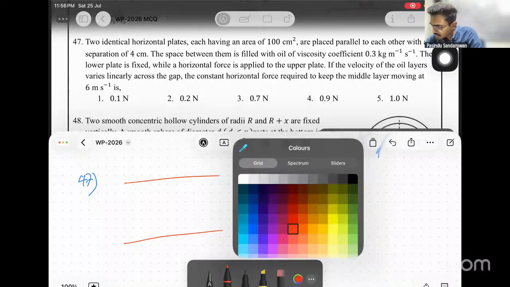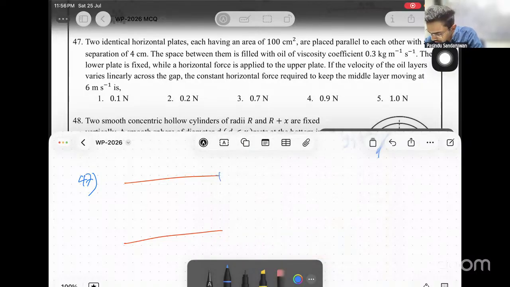Then here a force is applied. Say this force is F. If the velocity of the oil layers varies linearly across the gap, the constant horizontal force required to keep the middle layer moving is. Now, if this plate is non-moving, velocity of the final liquid layer is also 0.